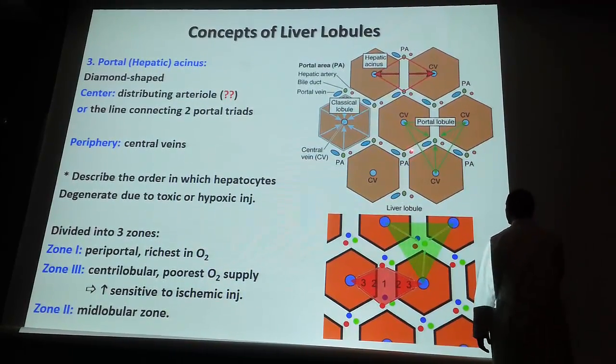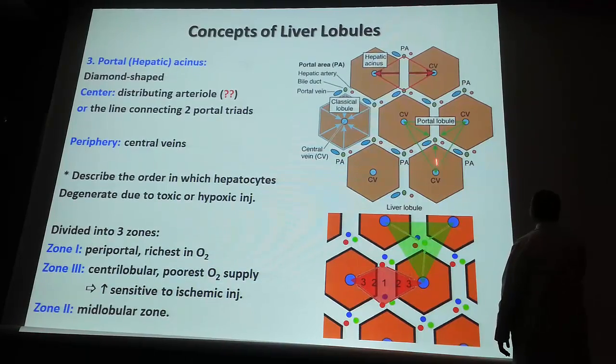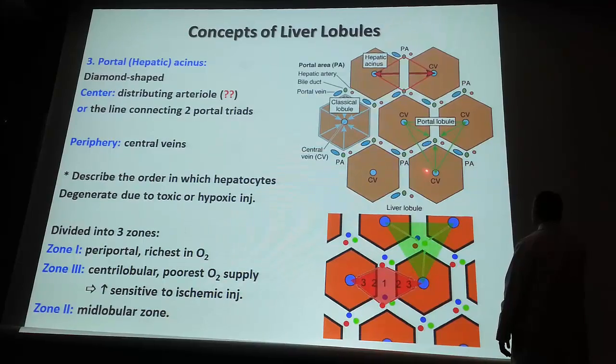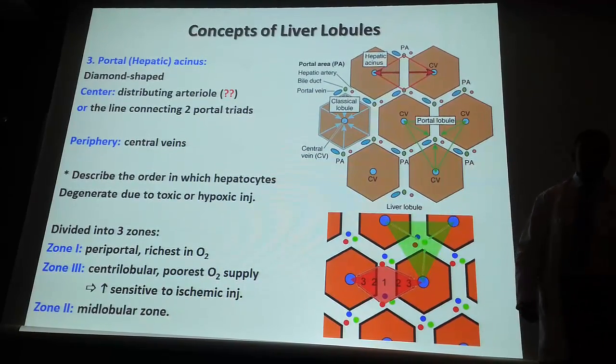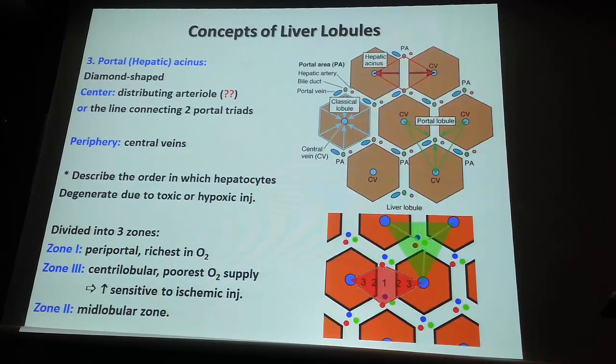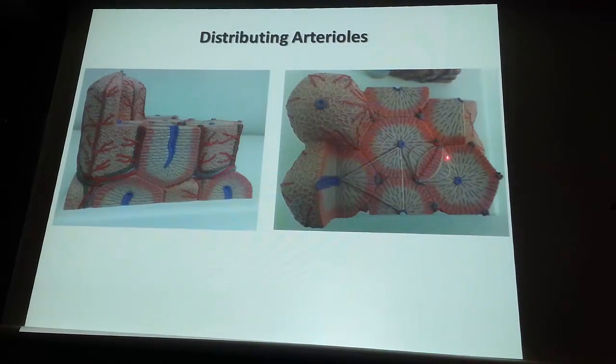So you could say an imaginary line between these two portal triads, and I can draw here a diamond shape, more or less. This is one. If I took those two, it will be like this, okay? So this now will be called the hepatic acinus, okay? So in the hepatic acinus, if you look carefully, you see this line here? This is a hepatic acinus.